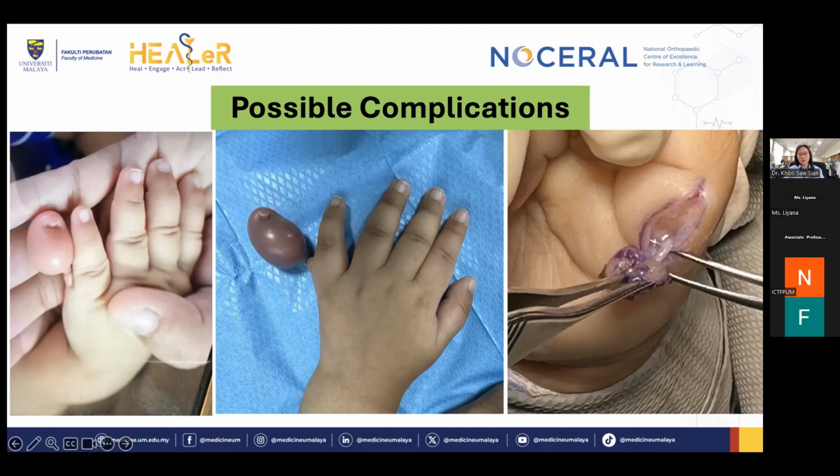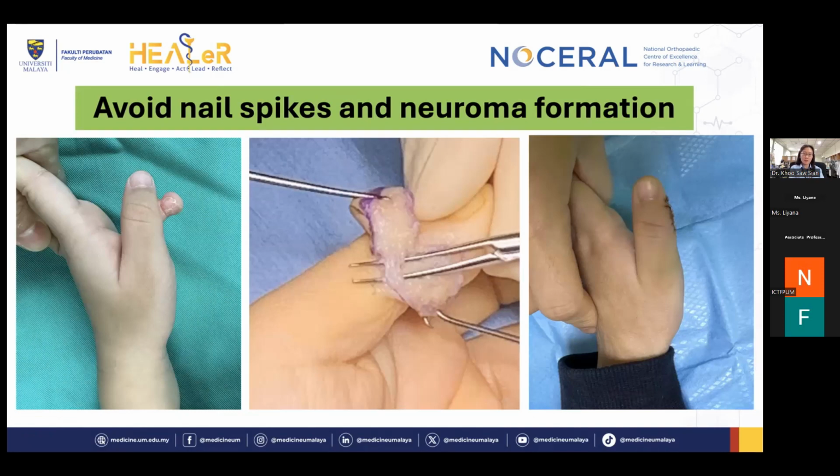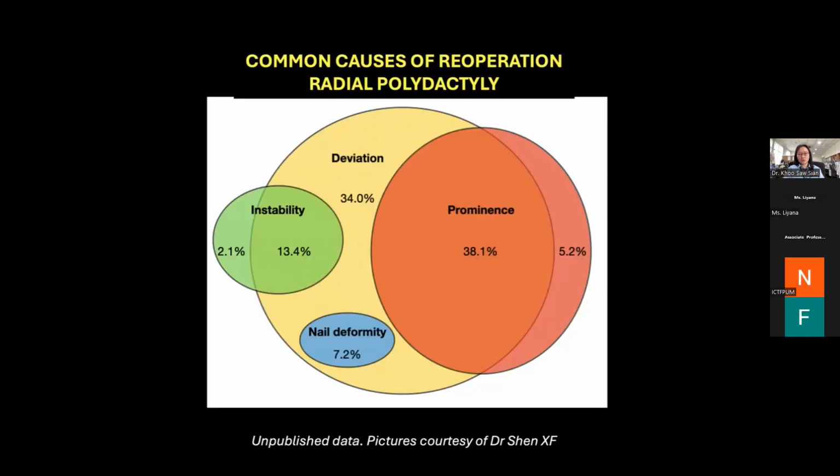In a small thumb like this, it will look like, oh, it's so easy, we can just chop it off and it'll be okay. But attention has to be paid to removing the nail bed properly, and also the nerve that goes to the little extra thumb. Otherwise, you have a painful neuroma, and after some time, you might have nail coming out from the side.